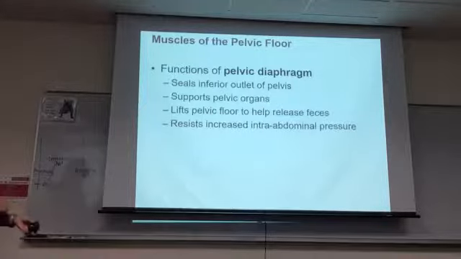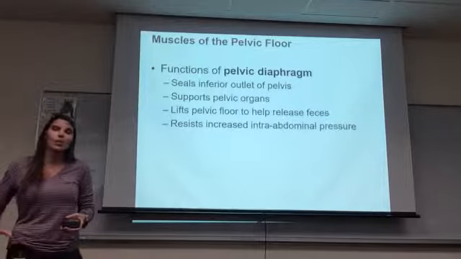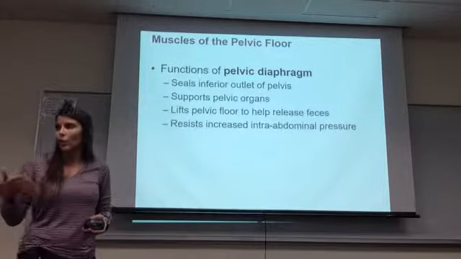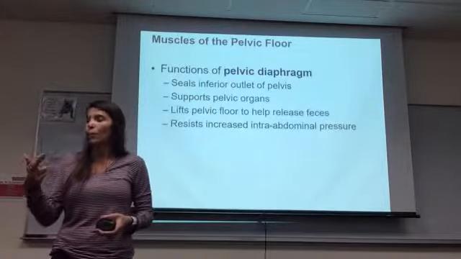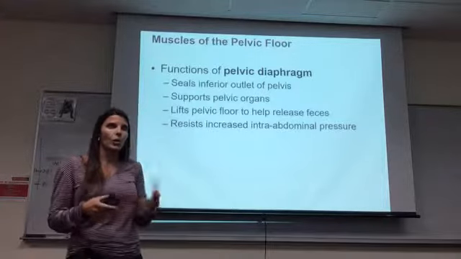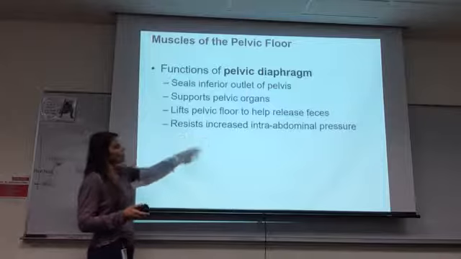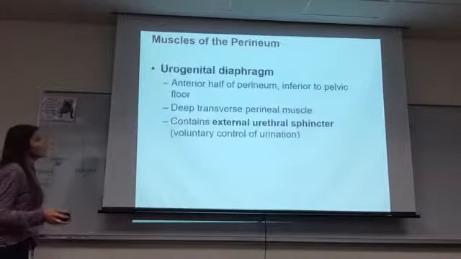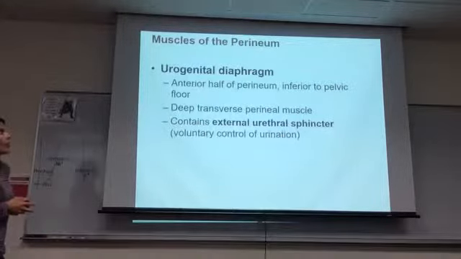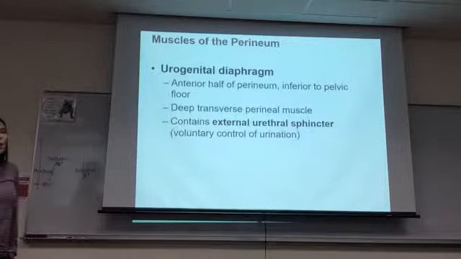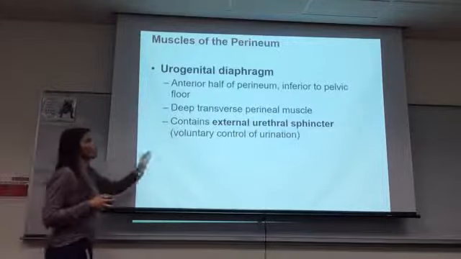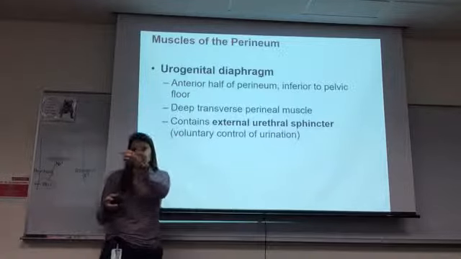All right? And pelvic diaphragm. So it's not this diaphragm. It's the diaphragm that's controlling what leaves your body. So your urethral orifice and your anal orifice. So it's the diaphragm that will contract in order for you to release feces or to urinate. Urogenital diaphragm, that's specifically your urethra. This is a skeletal muscle that you control, that sphincter.